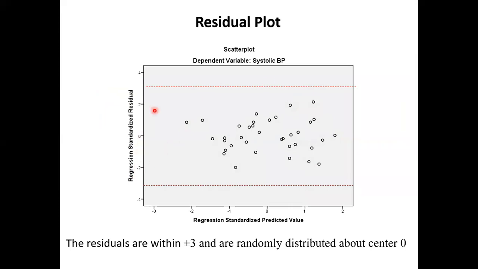This is a residual plot, right? You can see the dots are at random. It's not going up, right? There's no pattern. That's very important, random. You can see all the values are within plus or minus three. This is also important, plus or minus three, because the standard normal curve is within plus or minus three.